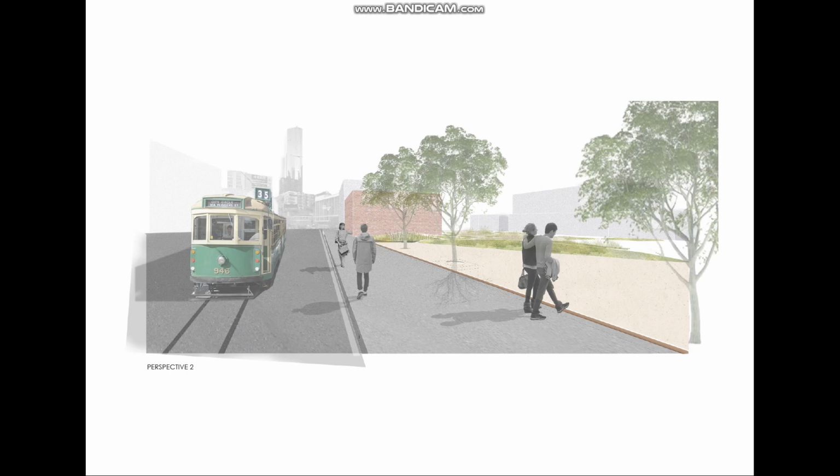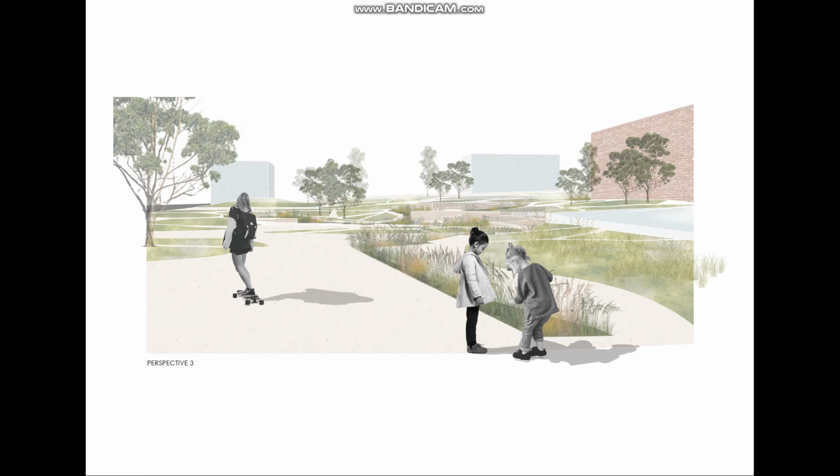And finally, some perspectives. So this first one is showing the entrance via Swanston Street, with the channel and rain gardens just slightly detailed. The continuous paved surface creates an extension of the footpath with a gentle slope leading down towards the rain garden. And this view is looking up from the end point of the rain garden, showing the extent of the site. And that's it.